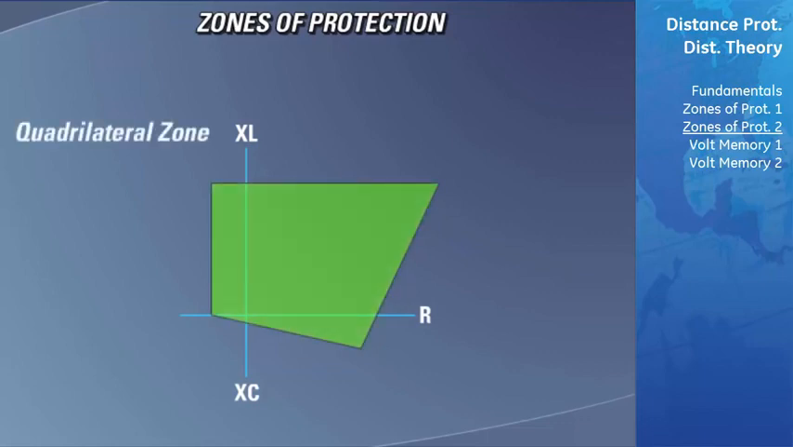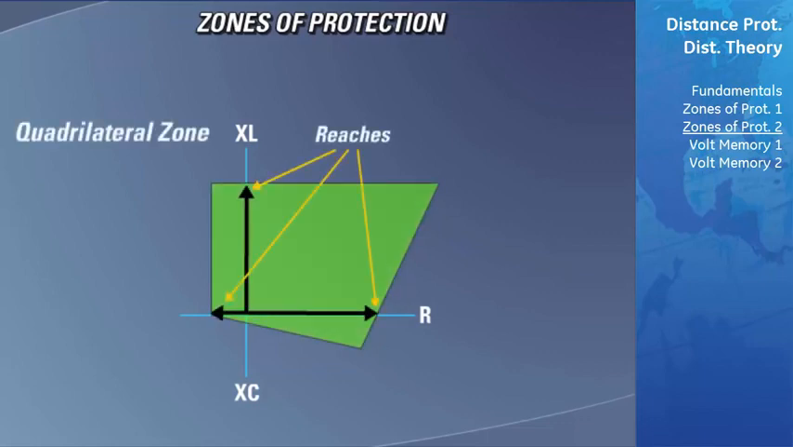This type of zone allows you to set the reactance and resistive upper and lower boundaries to create your own custom shape to match the needs of your power system. In this type of zone, there are essentially three reaches, one in the inductive direction, one in the positive resistive direction, and one in the negative resistive direction.